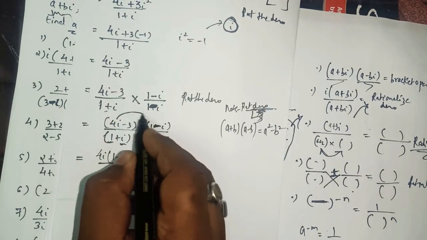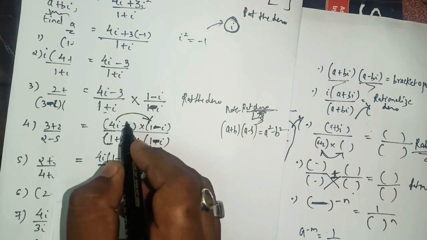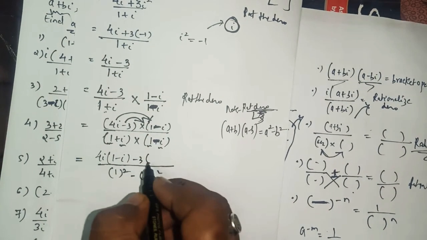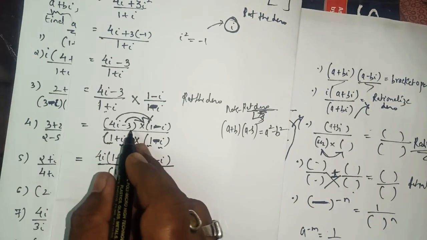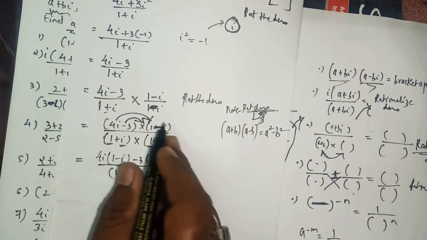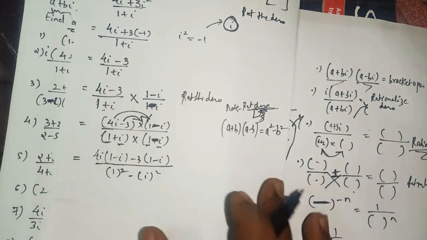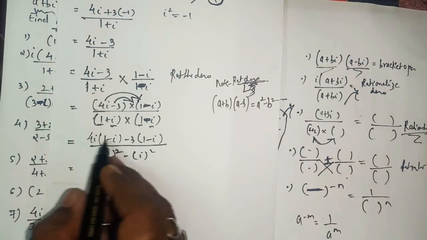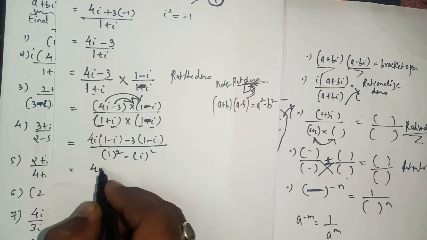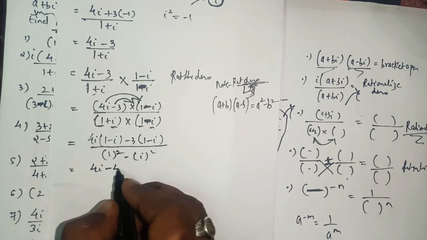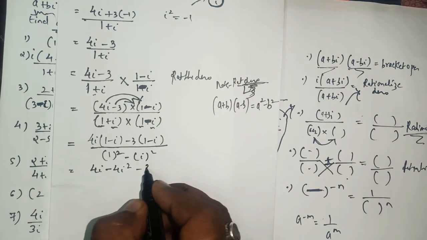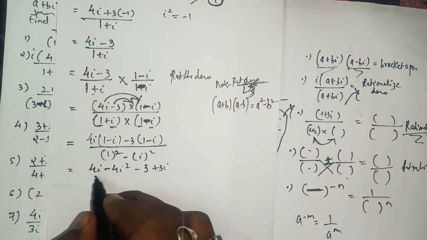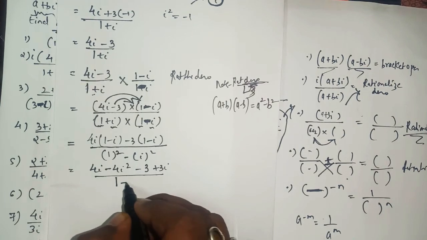First we'll take 4i and open the bracket with this part. Then you will take minus 3i and open the bracket with the second term. First term with the whole bracket, then second term with the whole bracket. Then after that, here you will get 4i minus 4i square minus 3 minus minus plus 3i upon 1 square is 1 minus i square.